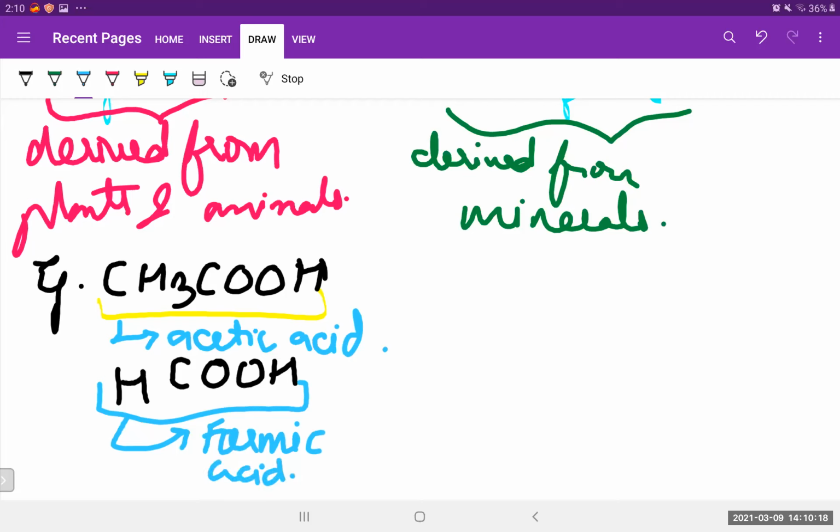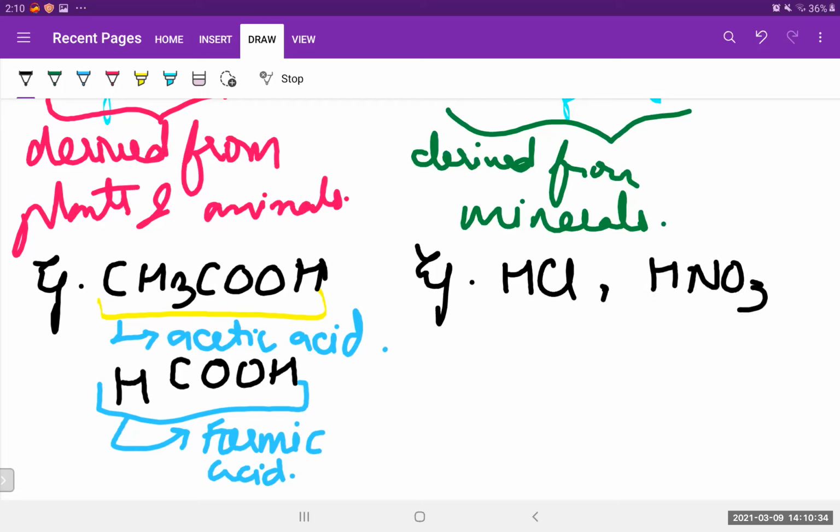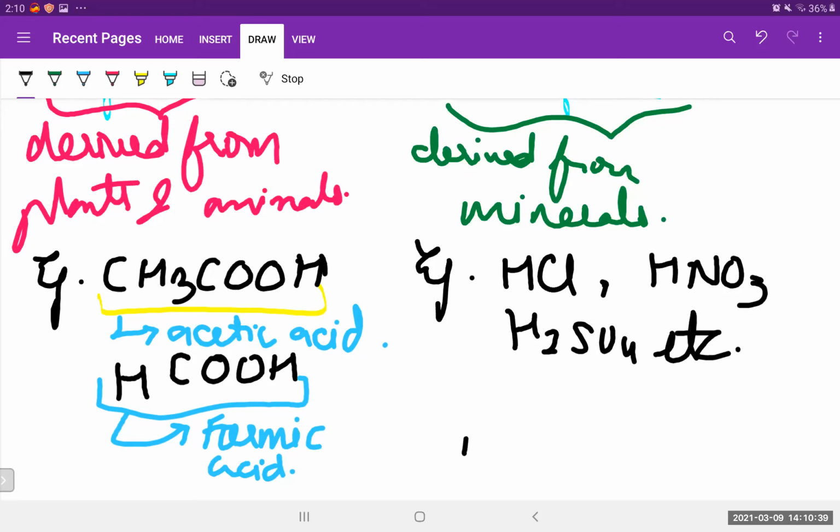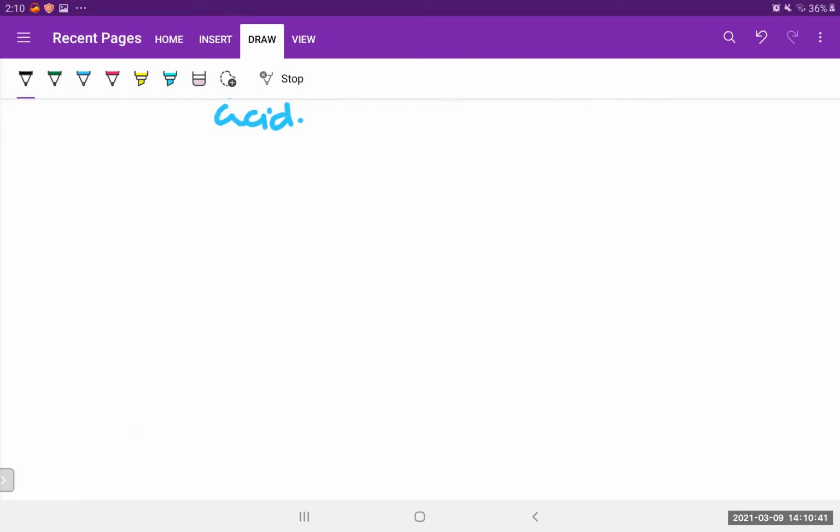Now derived from minerals, we can write some examples as well. The examples for this are HCl, which we have made from the minerals chlorine and hydrogen, HNO3, nitric acid, sulfuric acid, etc. Next we are moving on to another basis. Let's take the basis as the molecular composition.